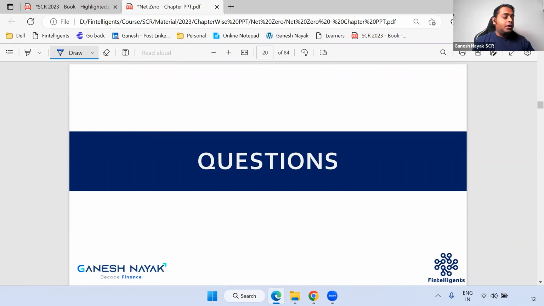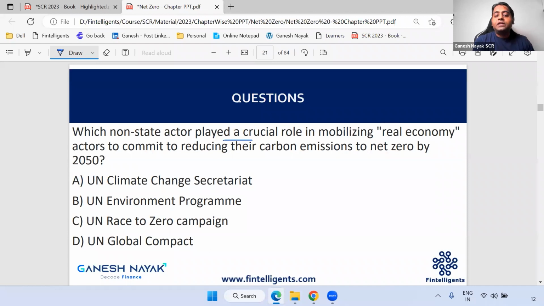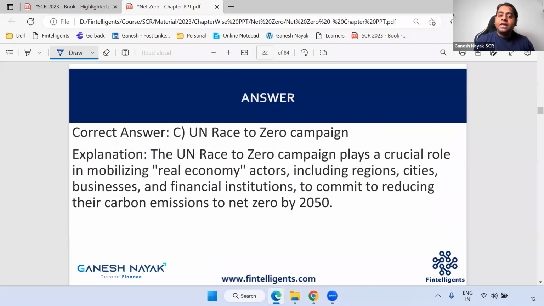We'll be looking at quick questions with respect to the second part. Which non-state actor played a very crucial role in mobilizing the real economic actors? It was the UN Race to Zero campaign. We explicitly talked about this. So remember the name for this chapter, UN Race to Zero.